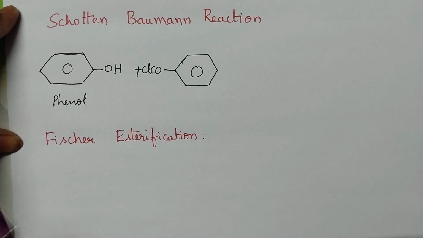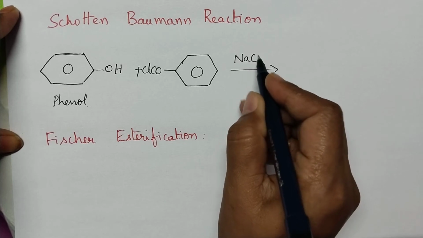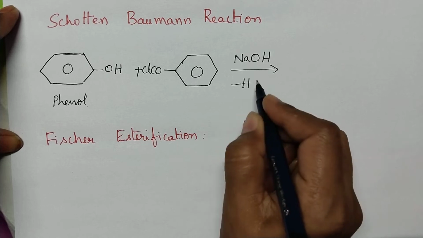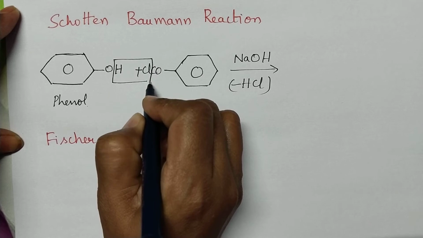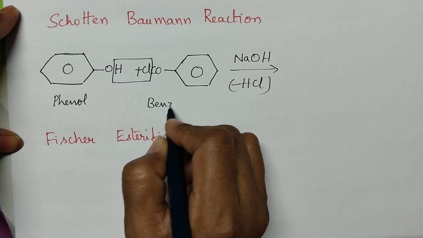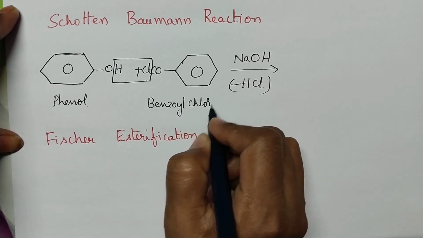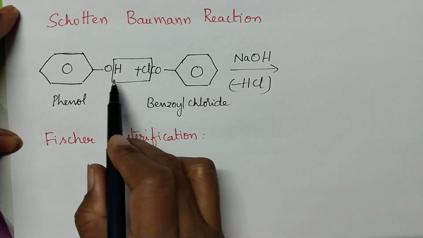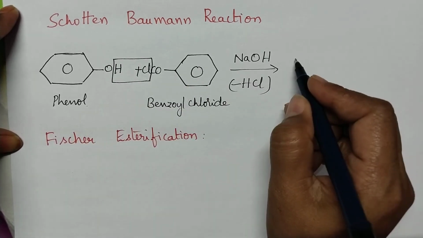Then what happens? Remember students, the reaction takes place in the presence of sodium hydroxide. It is a simple reaction, just elimination of HCl takes place. So whenever phenol is treated with benzoyl chloride, what happens, students? Just in the presence of alkali, HCl will be eliminated. You just join the two molecules.